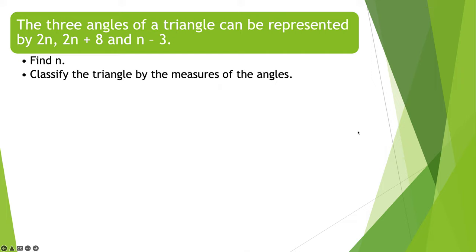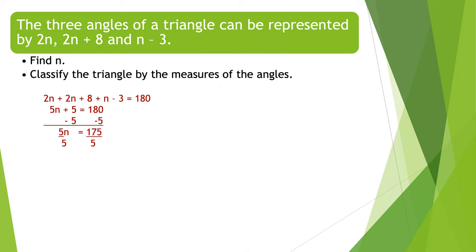Next up is: the three angles of a triangle can be represented by 2n, 2n plus 8, and n minus 3. Find n and classify the triangle by its angle measures. Okay, so now, to find n, those three angles add up to 180 degrees because they're the three angles of a triangle. Same side, same operation, aka combine like terms. That's 5n plus 5. Minus the 5, 5n is 175. Dividing by 5, I get 35.